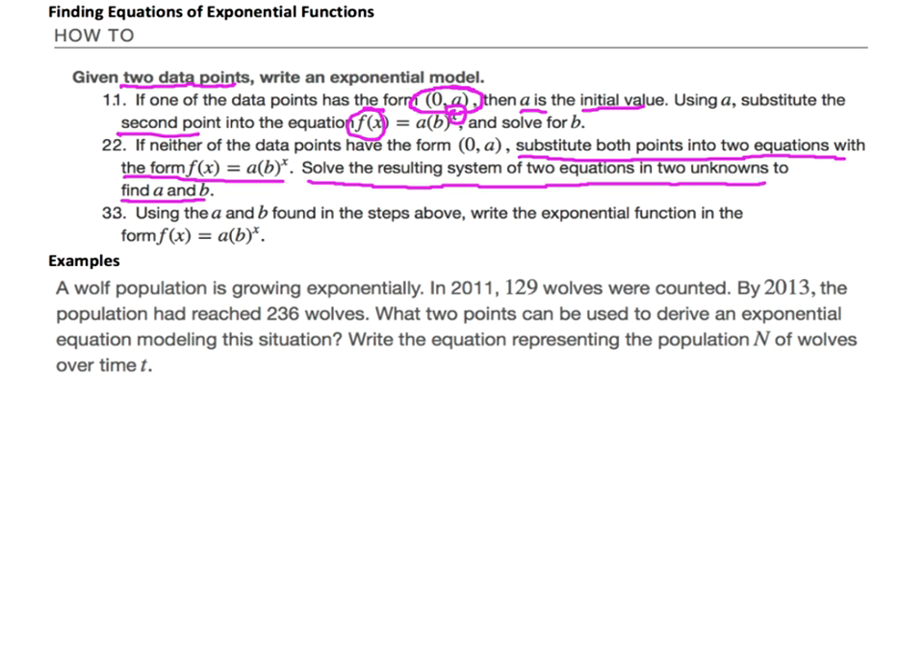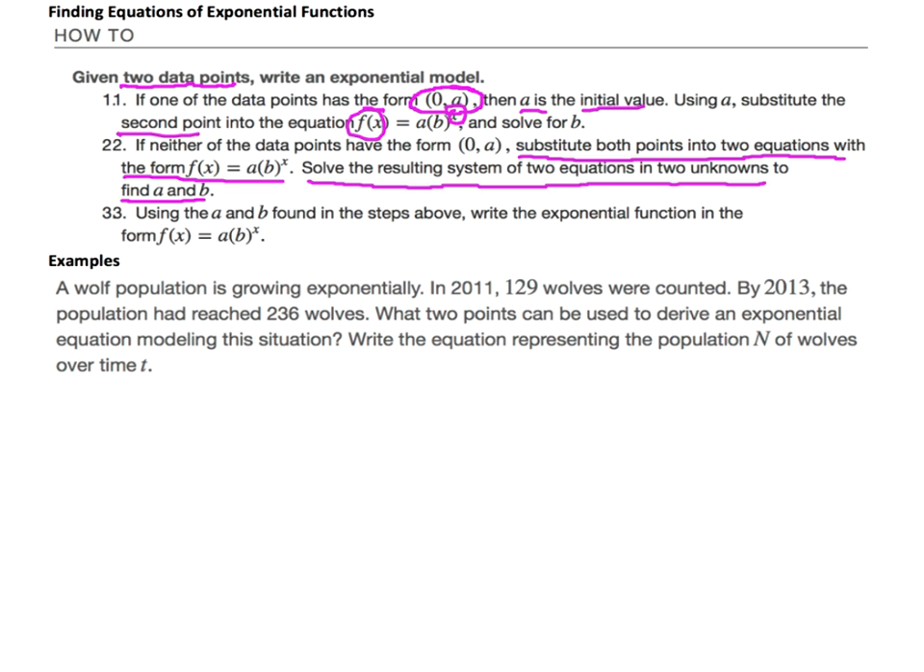Using the a and b found in the steps above, you write the exponential function in the form a times b raised to the x power. Okay, so we're actually going to be kind of clever with the problem we've been given here, and we're going to force our information to have a y-intercept, so we'll have that initial value. Let's take a look at this wolf problem here.